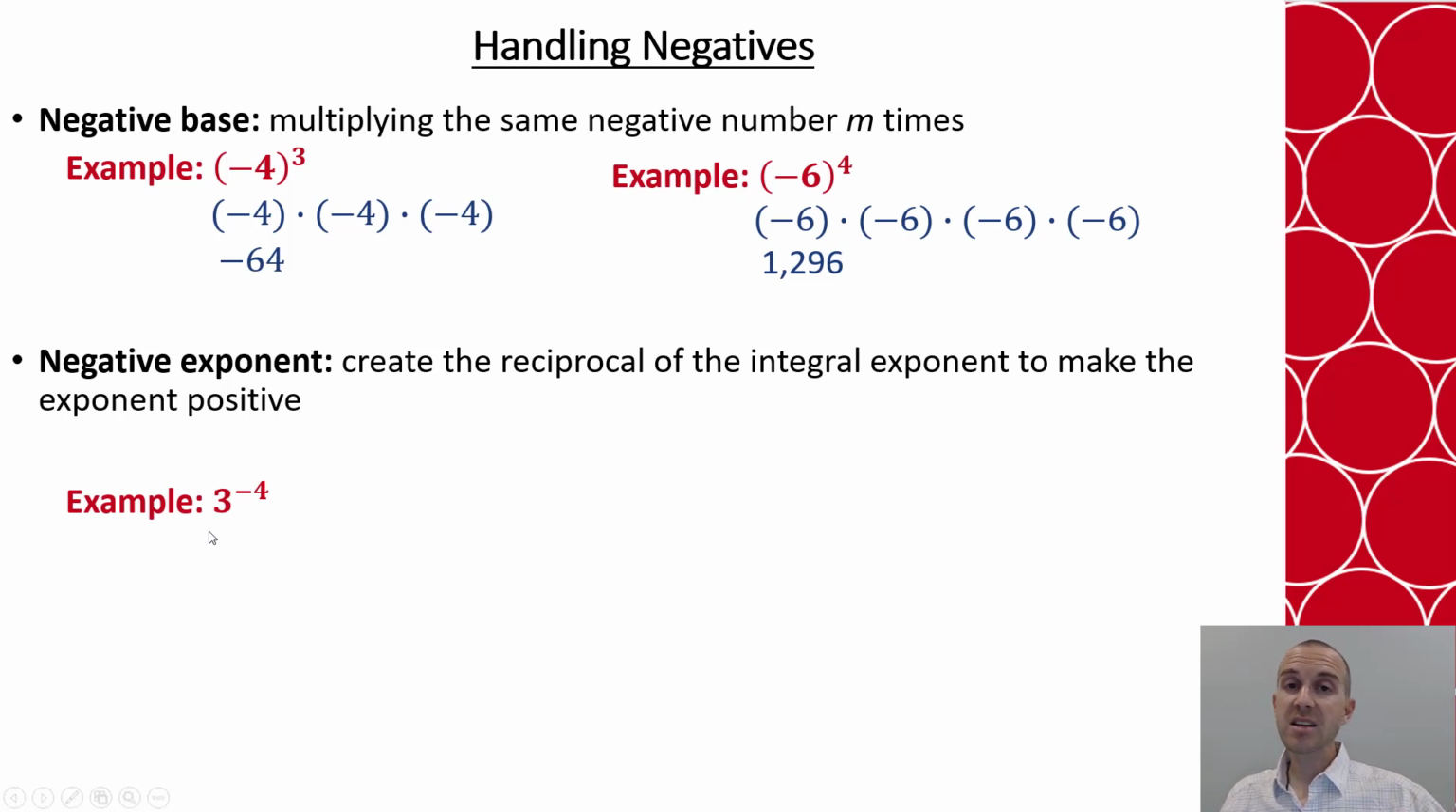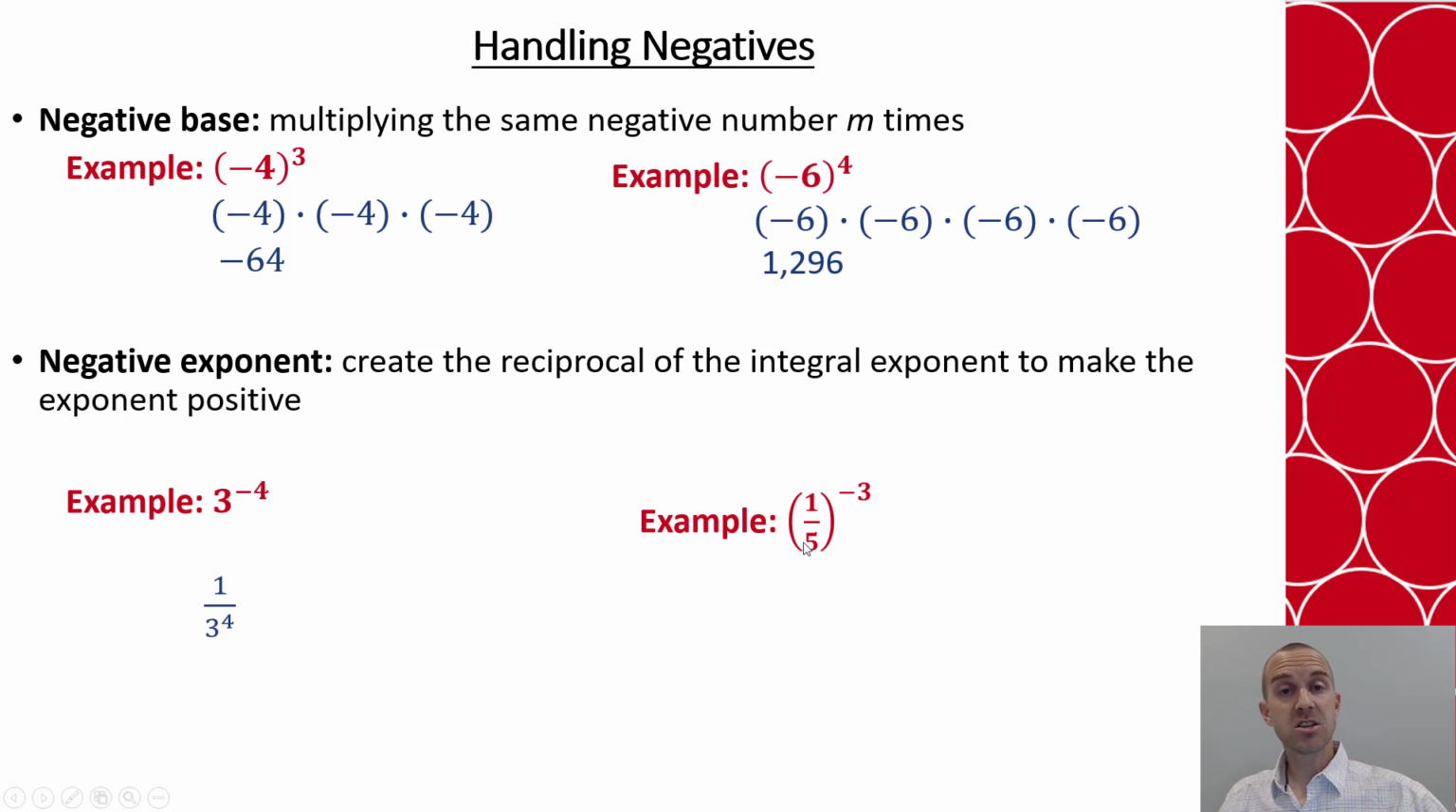So here I have positive 3 raised to the negative 4th. Remember, any number is always technically over 1. So when I think about the reciprocal, that means my numerator becomes 1, and then my denominator becomes the integral exponent, and it becomes positive at this point. So 3 raised to the positive 4th.